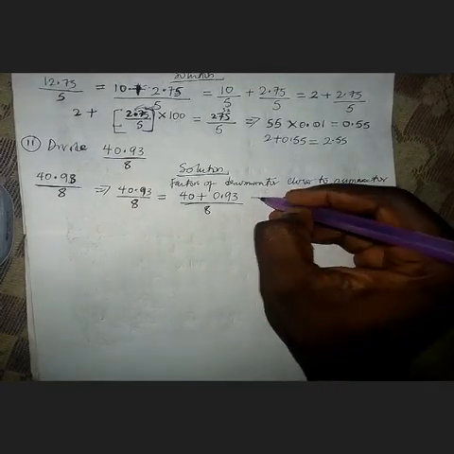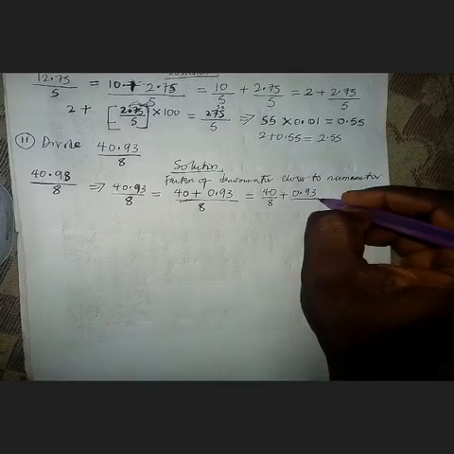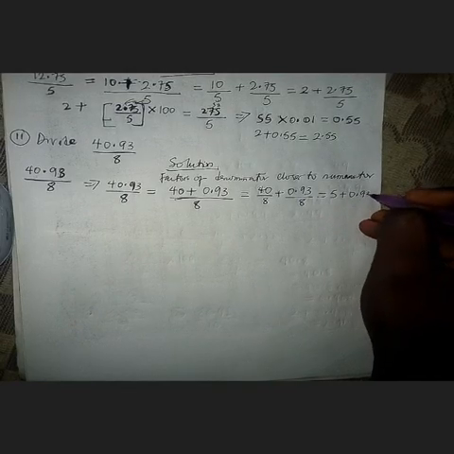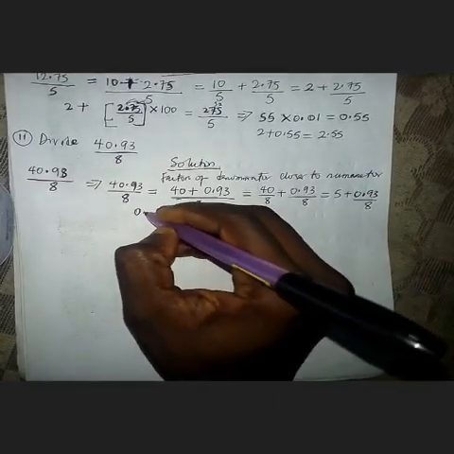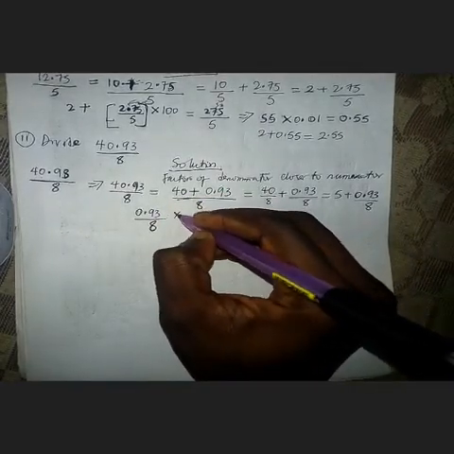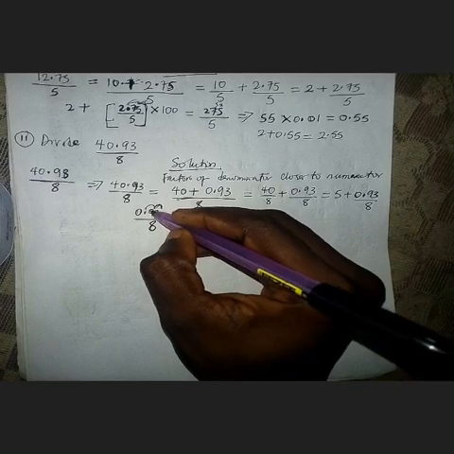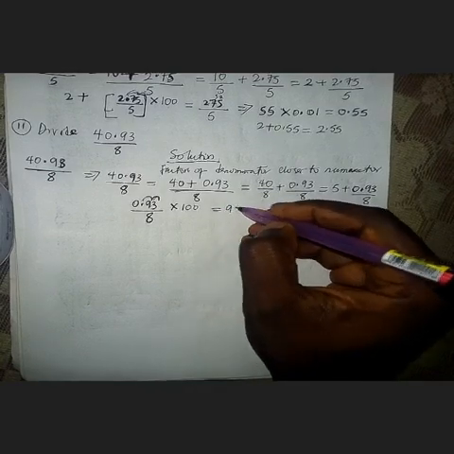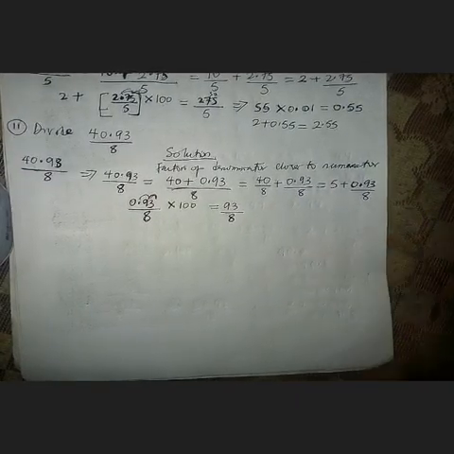So that will now be 40 over 8 plus 0.93 over 8. 40 divided by 8 is 5, plus 0.93 divided by 8. Let's deal with this one. 0.93 divided by 8 is not possible ordinarily, so we multiply by 100 to bring the decimal to this side so that it will be an integer. That will now be 93 over 8.